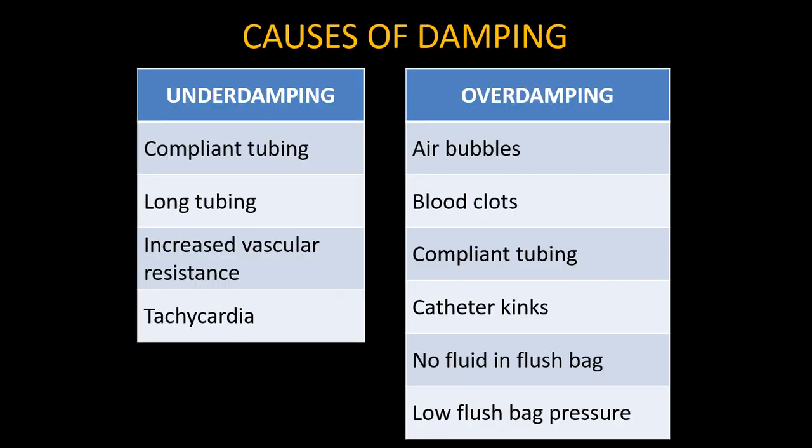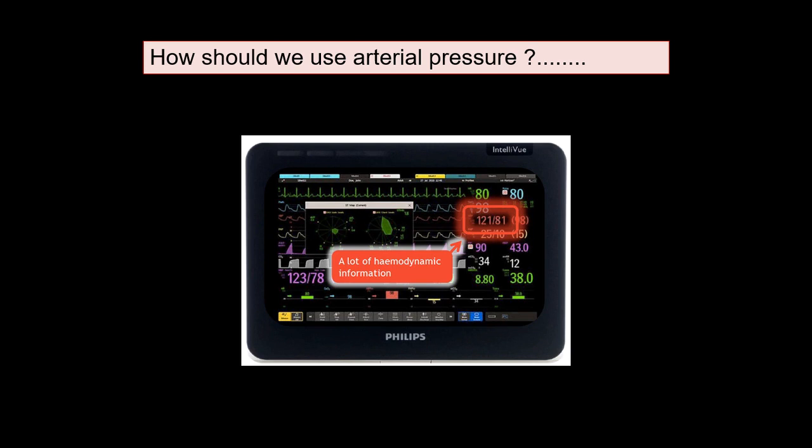Causes of damping: underdamping could be because of compliant tube, long tubing, increased vascular resistance and tachycardia. Overdamping could be because there is an air bubble in the connecting tube between the saline flush, and there could be a blood clot, compliant tubing, catheter kinks, no fluid in the flush bag and low pressure in the flush bag. So how should we use this arterial pressure?